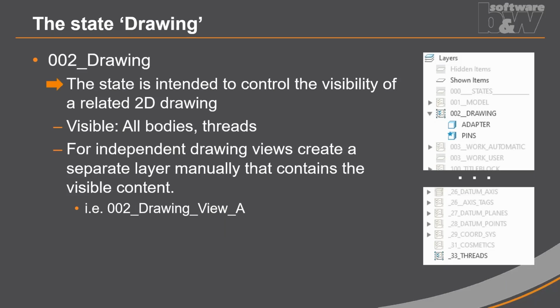And the next or final one here is my drawing layer. So this is a state where I prepare the visibility of my part in a related 2D drawing. Right now I'm isolating all the bodies and in this case all the threads in my part. If I want to have independent drawing views, I have to create a separate layer manually, putting everything on it that I want to see in this. For this, I have an example in the second part of the webinar as well.